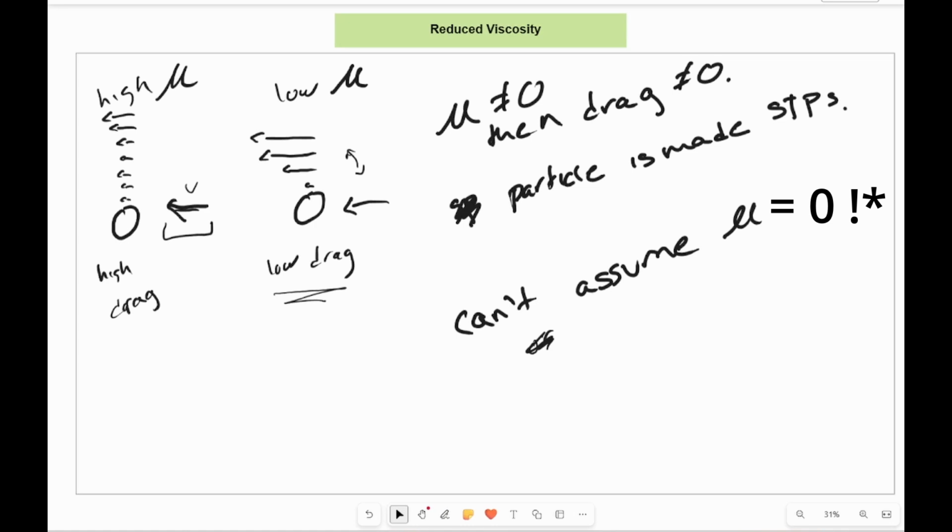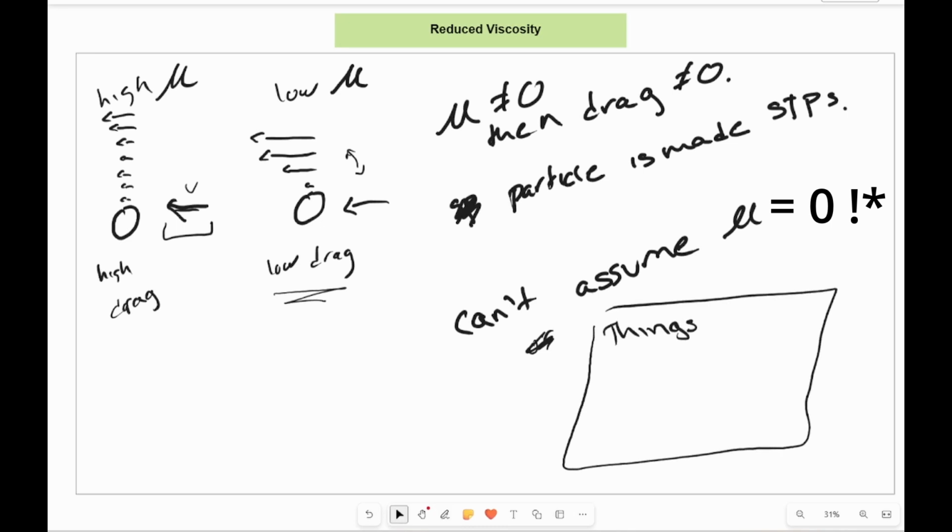Anyway, with that being said, if viscosity is not equal to 0, but we need drag equal to 0, what do we do? Well, our main assumption is that things are smooth. Right? So this does not work if things are smooth and continuous.